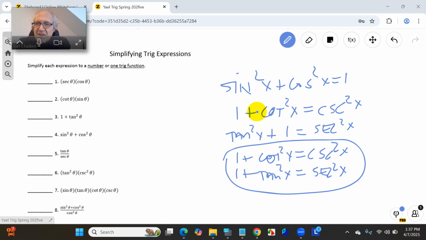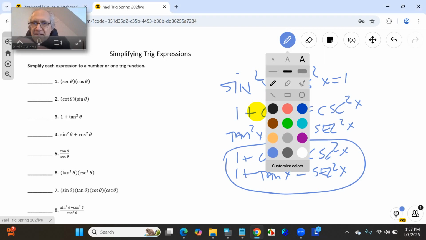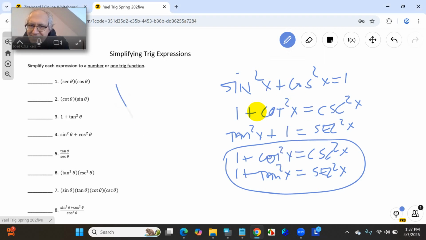Well, simplifying trig expressions, they are going to ask you to take some sort of complicated looking thing and simplify it so it's only one trig function or one number. What you really want to do in most of these problems, even on the trig identity side, is convert everything to sines and cosines and hope for the best. For example, this one, tangent theta over secant theta.